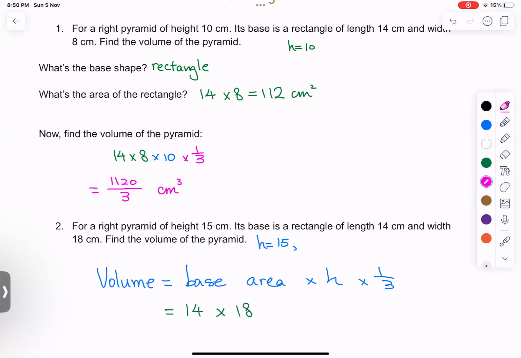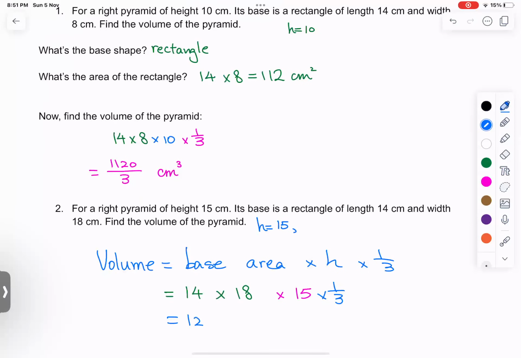And then do we know our height? Yay, we are given it. So times height. And then don't forget times 1/3. Then click this whole thing in the calculator. Of course, you will notice how lazy I am, that I just changed one of the numbers, cm cube.